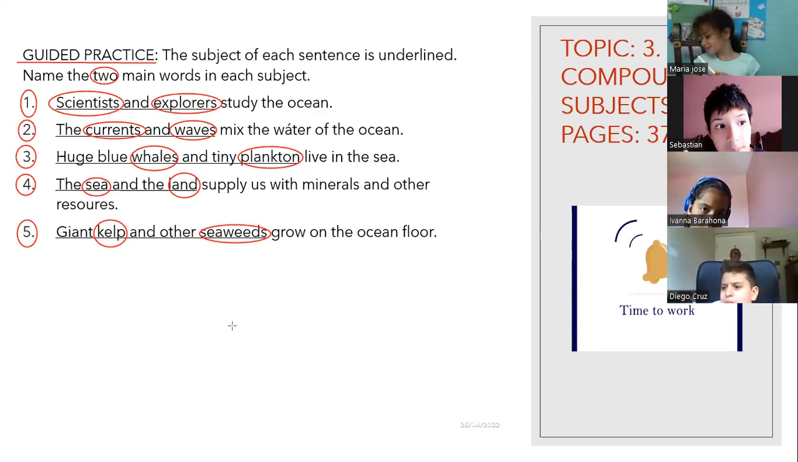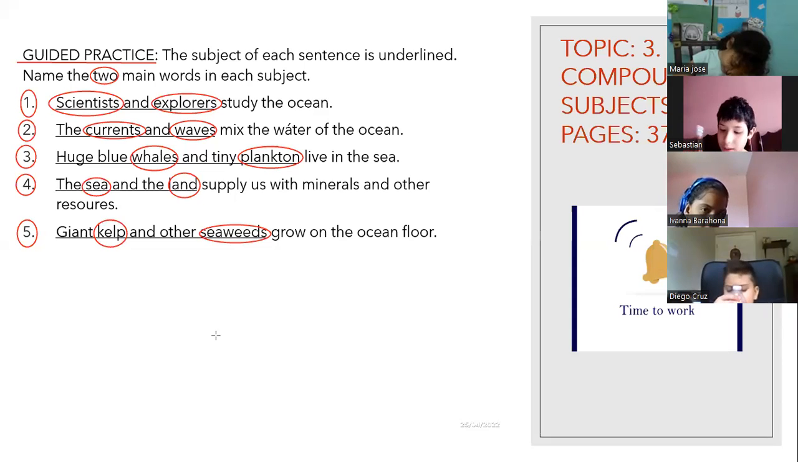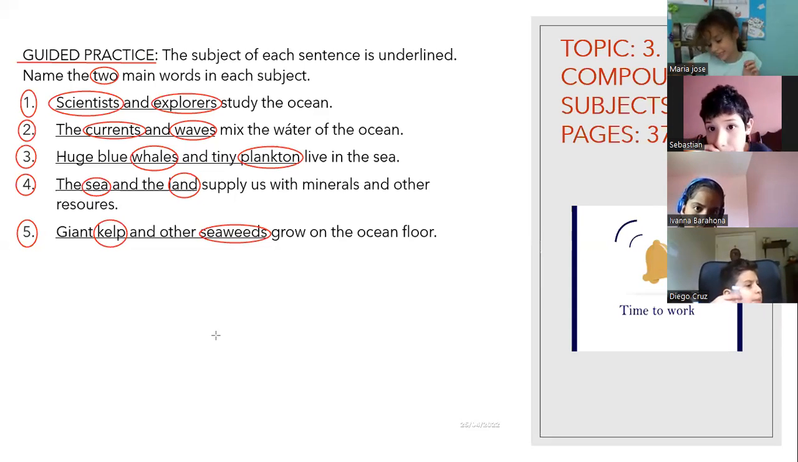And seaweed, or other kinds of aquatic plants? I finished copying this. Okay, seaweeds are other kinds of algas marinas. Okay.